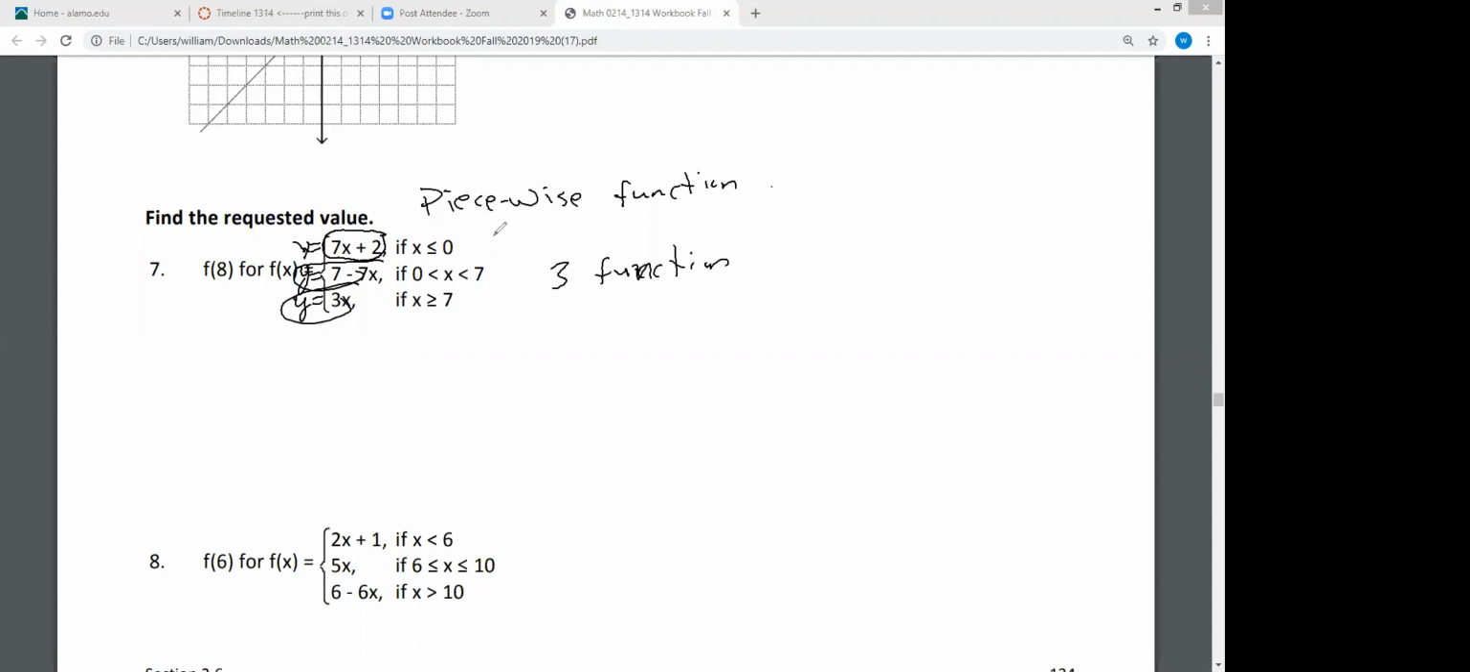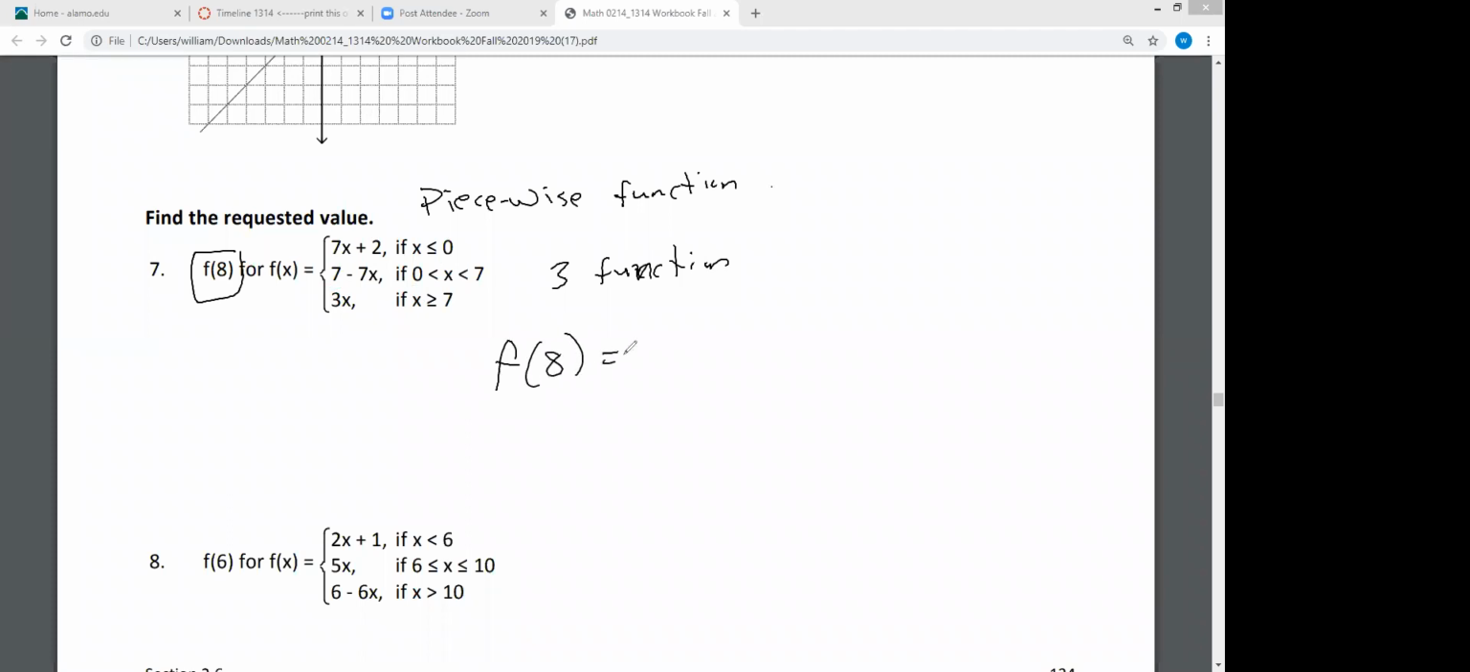But you only use the top function when x is less than or equal to 0. Do you see? If they say x is less than or equal to 0, you only use this. If x is between 0 and 7, you use this, and if x is greater than 7, you use this. So depending on what x is, you use a certain function. So which function do I use to find this answer?